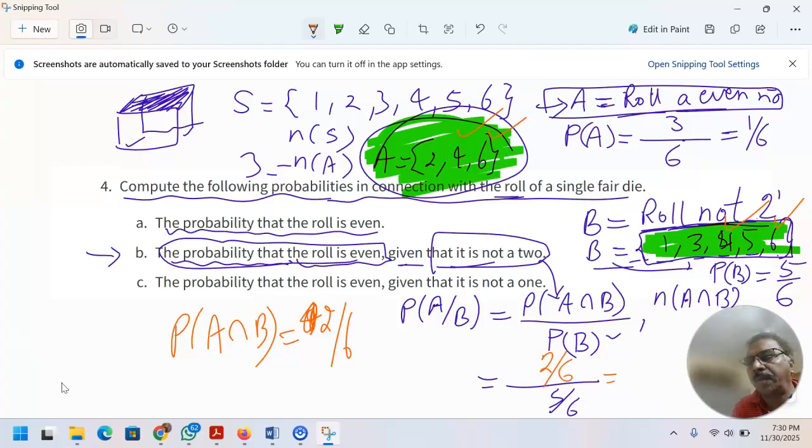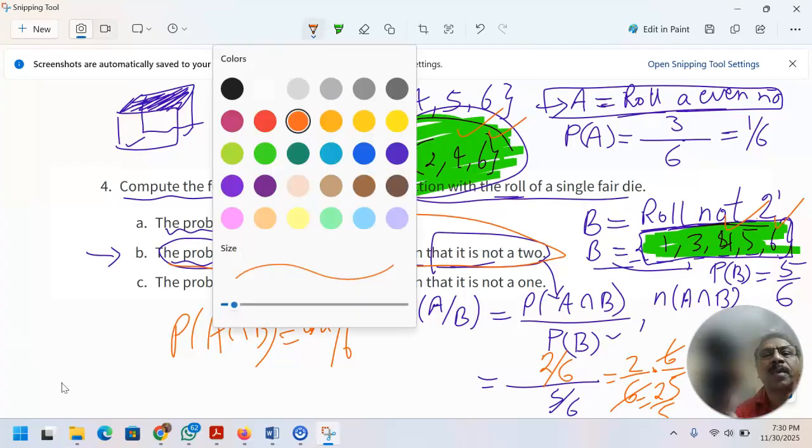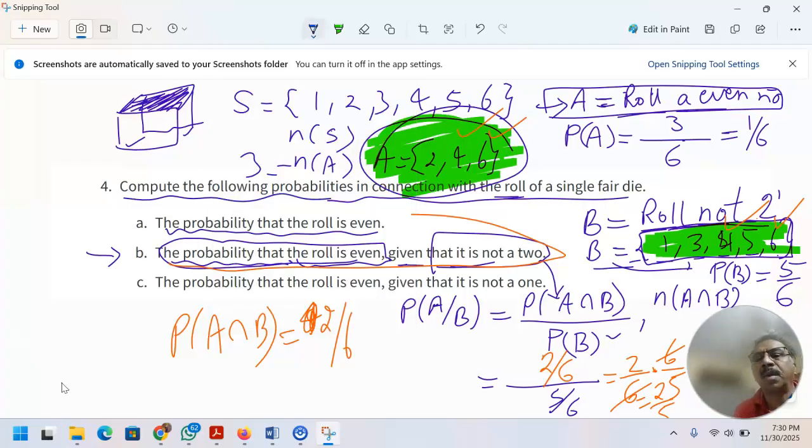Using keep change flip, you can write 2 out of 6 times 6 out of 5, and you can see this crosses out, you get 2 out of 5. And you're done. So that takes care of this one. But instead of this, you can also use an alternative method called reduced sample space. Now, what does reduced sample space basically mean? Let me clear this.